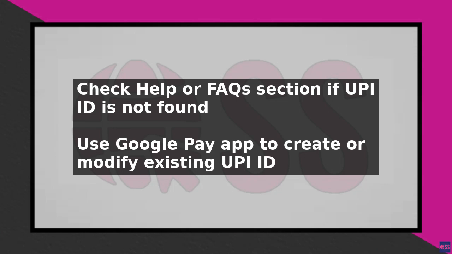Additionally, you can use the Google Pay app to create a new UPI ID or modify an existing one. By following these steps, you should be able to find your UPI ID in Google Pay and use it for transactions. Remember to always keep your UPI ID and other account details secure to avoid any unauthorized transactions.